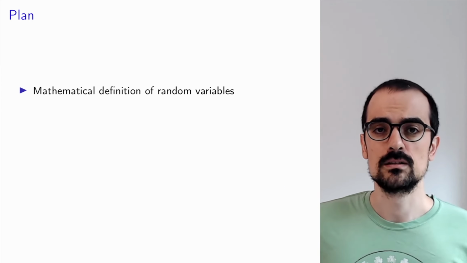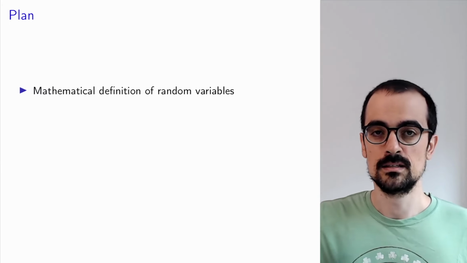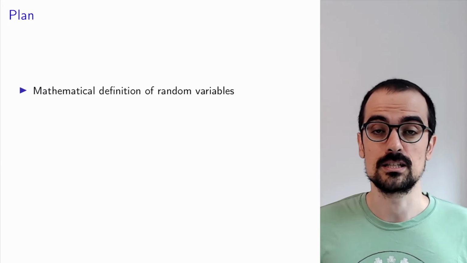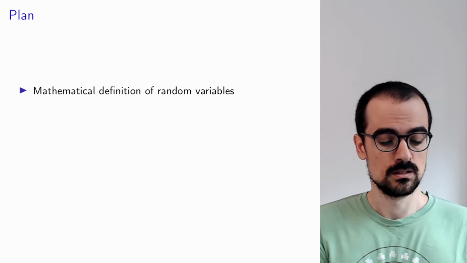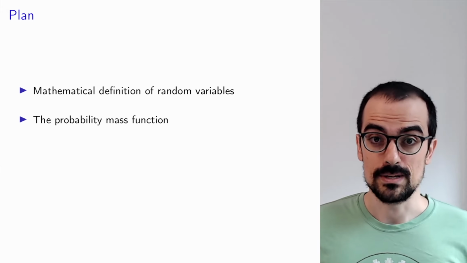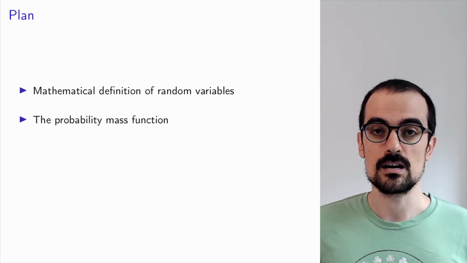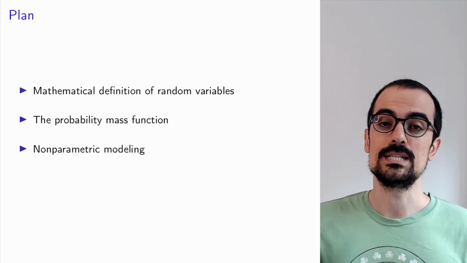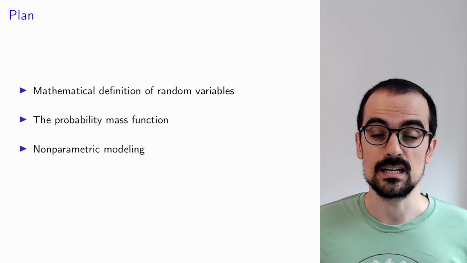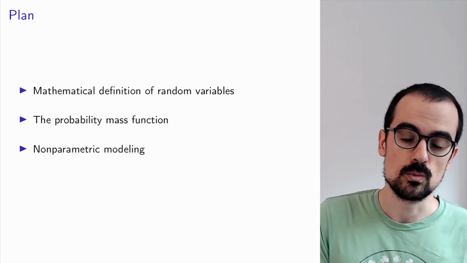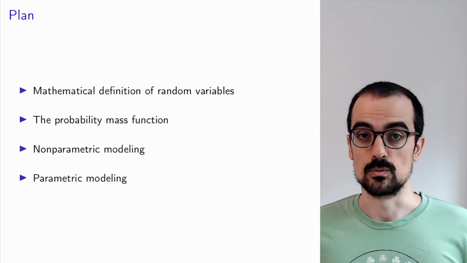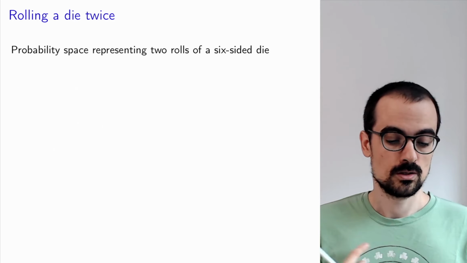Okay, so what's the plan? First, we're going to provide this mathematical definition of random variables. Then we're going to talk about the probability mass function, which encodes all of these probabilities that characterize a random variable. And then we're going to explain how to estimate the probability mass function from data, which can be done in a non-parametric way or in a parametric way. Okay, so let's get to it.